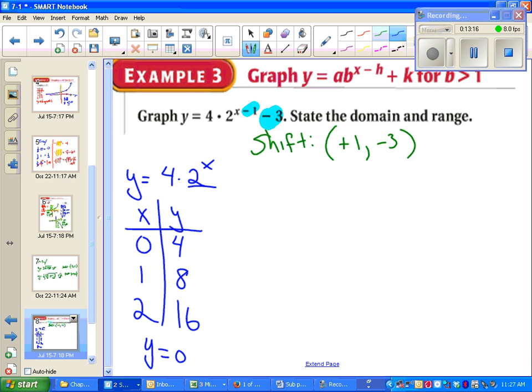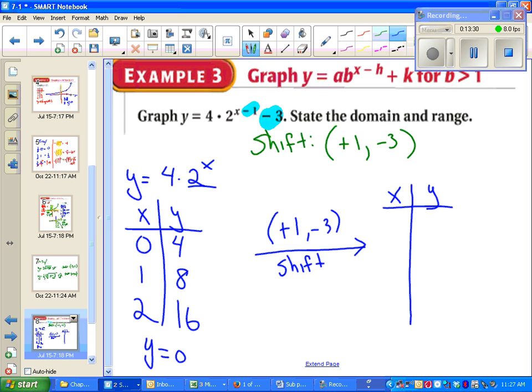So far, this is like what we did in the first 2 examples. Now, we apply the shift. I have not used the shift yet. Plus 1, minus 3. This is very similar to what we did in chapter 6. I'm going to add 1 to all of my x values. So I'm only looking at the x values in the chart. 0 plus 1, 1. 1 plus 1, 2. 2 plus 1, 3. And I do the same thing for the y shift. I subtract 3. 4 minus 3, 8 minus 3, 16 minus 3.